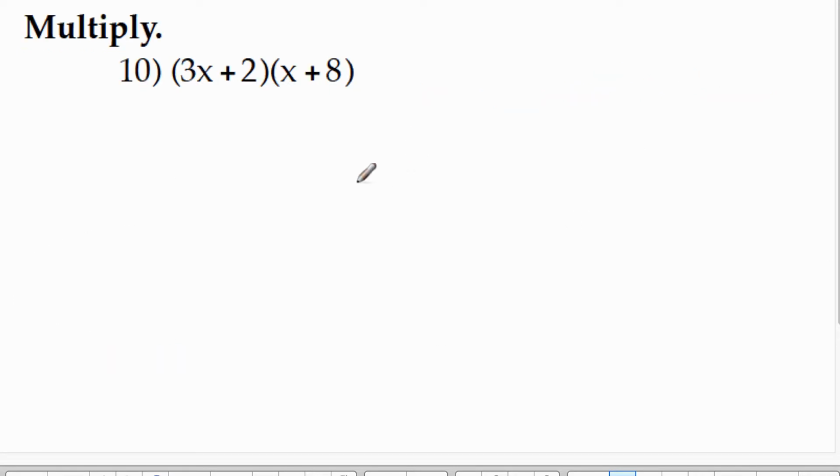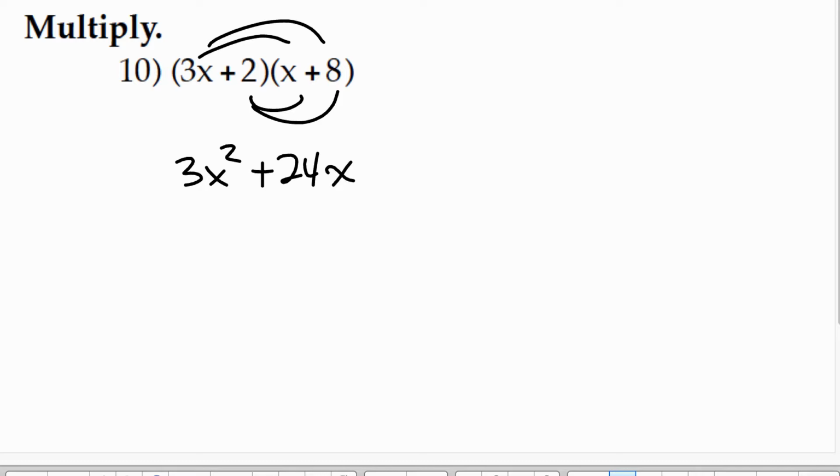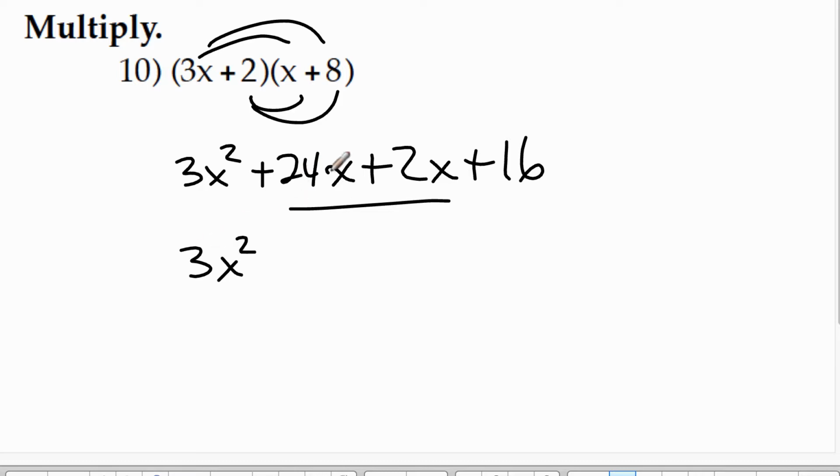Okay, number 10. Multiply. This is what a lot of people call FOIL. So if there are two binomials and I'm multiplying, I have to multiply all of it. So this would be 3x squared plus 24x plus 2x plus 16. Often the middle terms are like terms, and so you can add them. 24 plus 2 would be 26x plus 16.